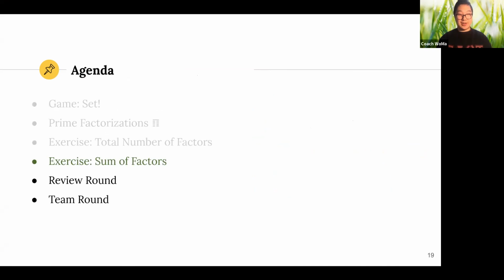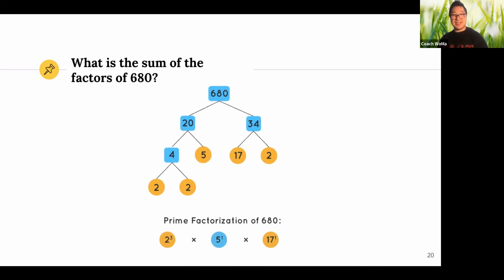Now here's a hard question. So the question is, yep, you can go on to the next slide. What is the sum of the factors of 680?